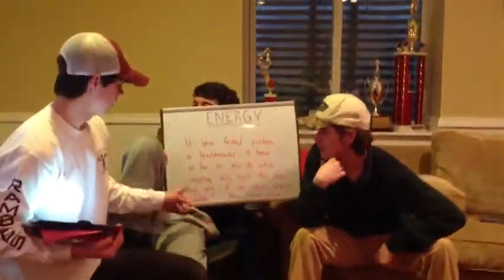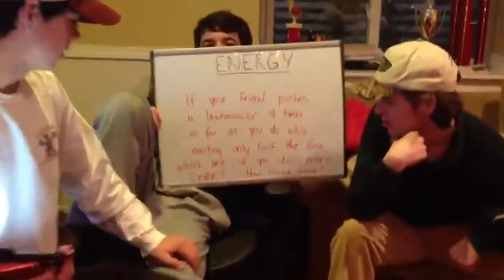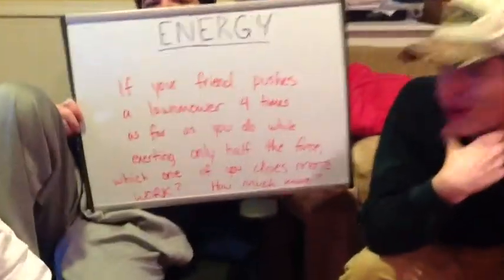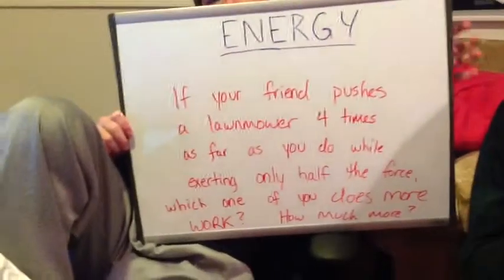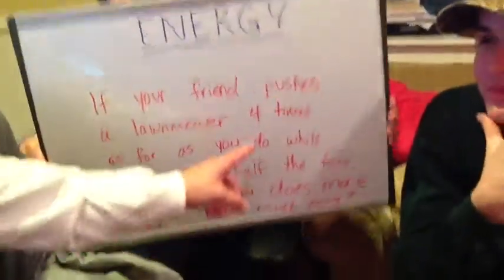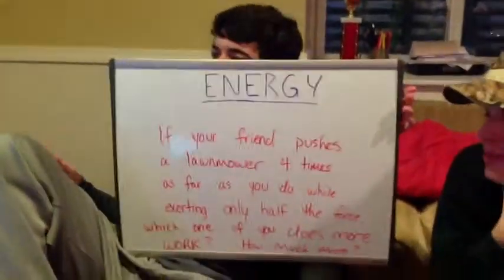Say, Jack, if your friend pushes a lawnmower 4 times as far as you do while exerting only half the force, which one of you does more work, and how much more? Well, Dan, your friend does more work. 4 times 1/2 is greater than 1 times 1. So therefore, the friend does twice the work.